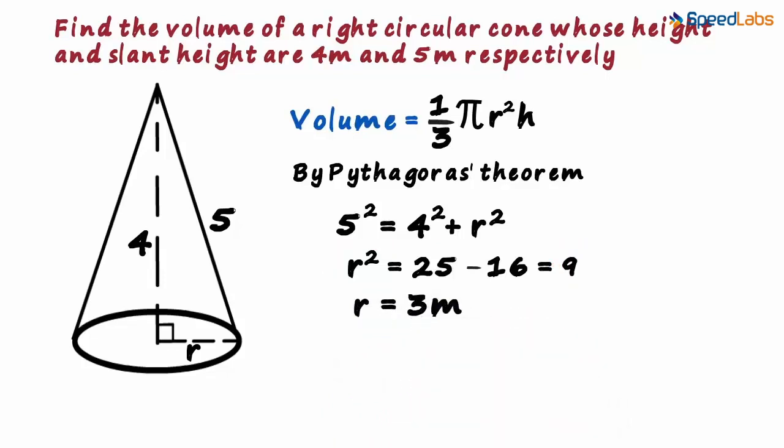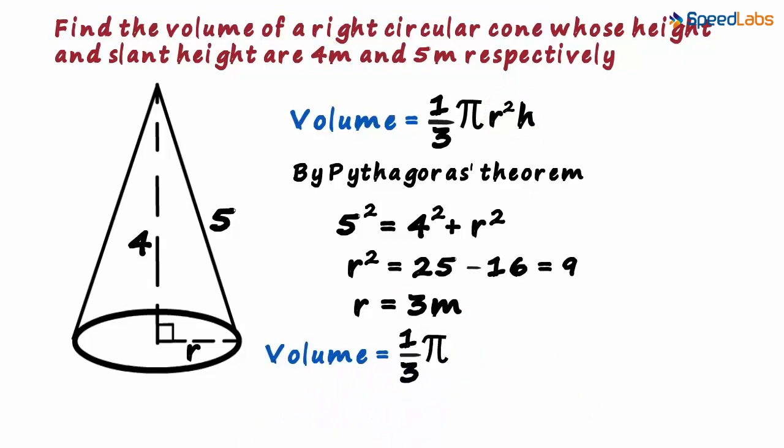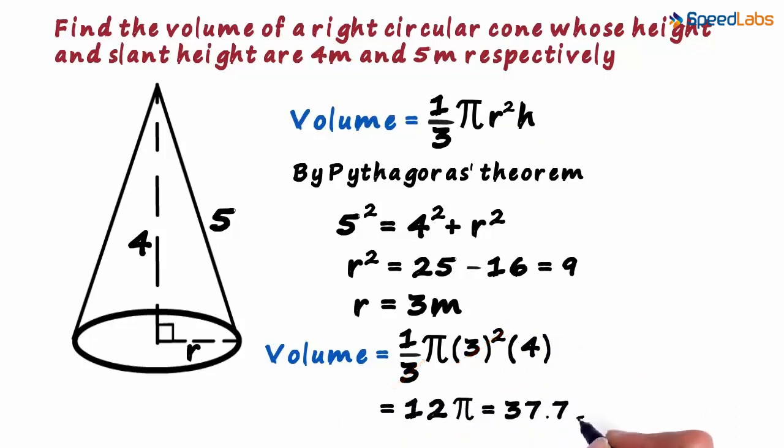The problem does not end here. We need to find the volume. Finding r was our first step. Substituting the value of r and h, we get the volume as 1 by 3 pi 3 squared times 4. And what we are left with is 12 pi. That will equal 37.71 cubic meters.